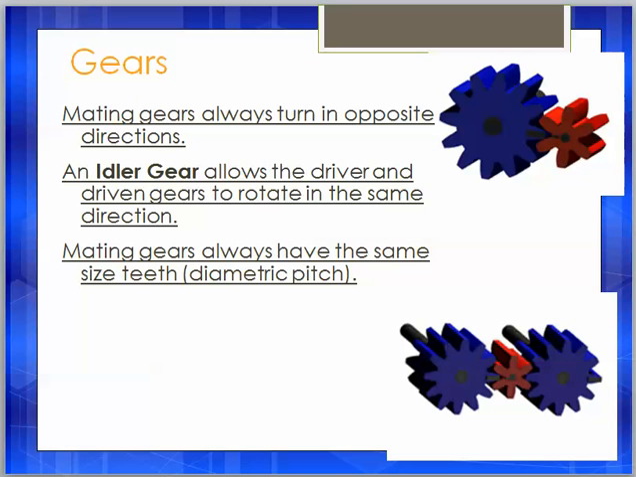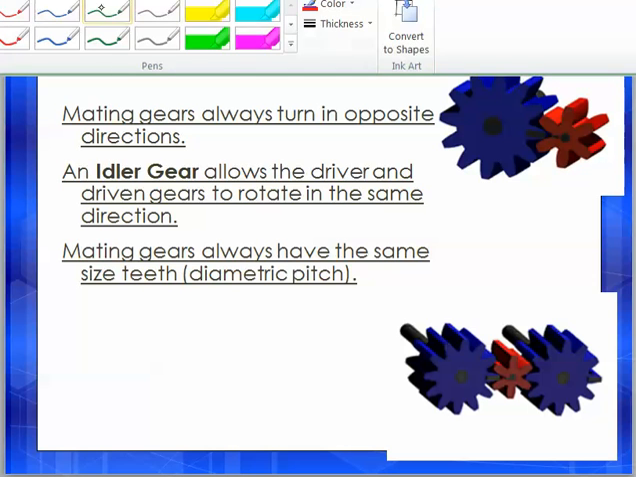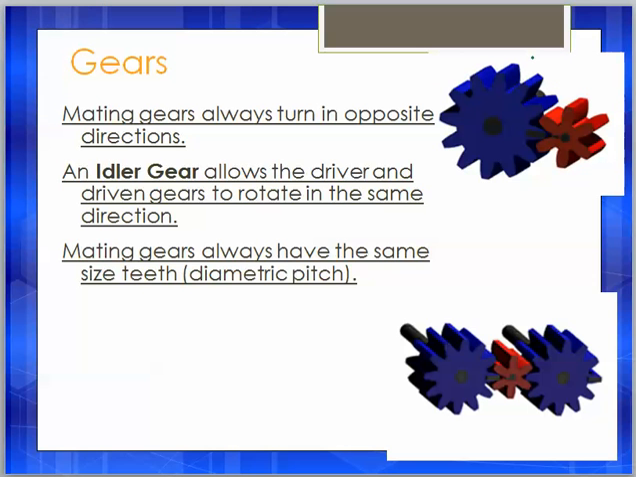Gears. Mating gears always turn in opposite directions. So as we said here on this one, if this gear was being driven this way, clockwise, then this one would be forced down too. It would be driven counterclockwise. So they'd be going in opposite directions.